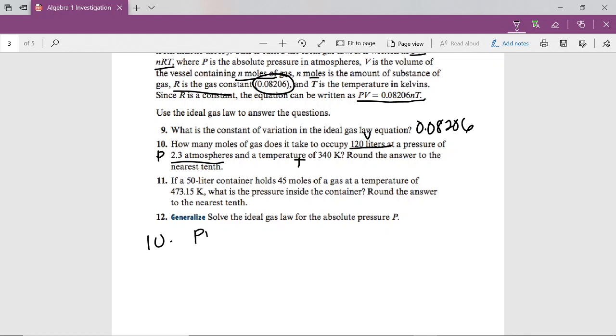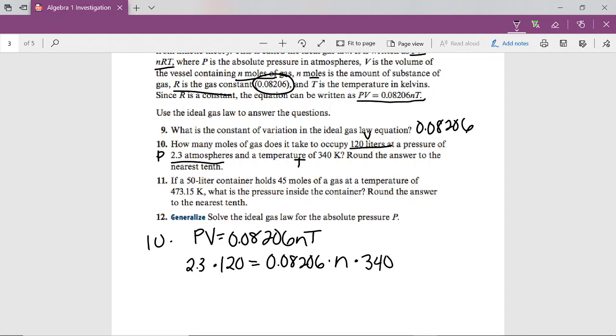So I start with my PV equals 0.08206 nT, plug in what I know. I know my pressure is 2.3, my volume is 120, so I'm going to multiply those together, equals 0.08206. My moles of gas, n, I don't know what that is, so I'm going to leave it as n. And then we have a temperature of 340. Well, let's simplify each of these sides by saying, what is 2.3 times 120? This would be a good use of a calculator here. And we get 276.